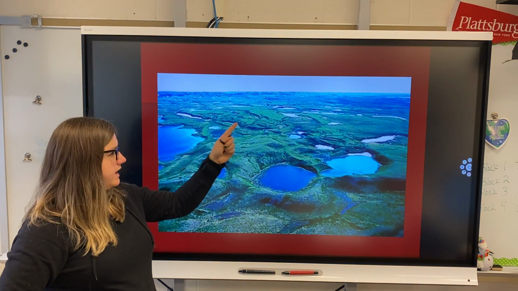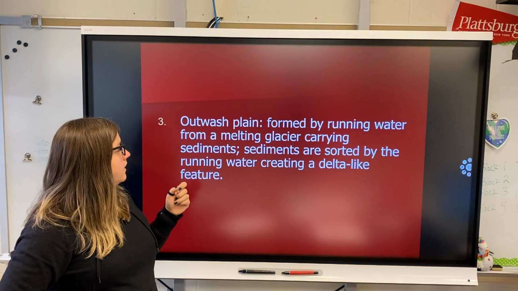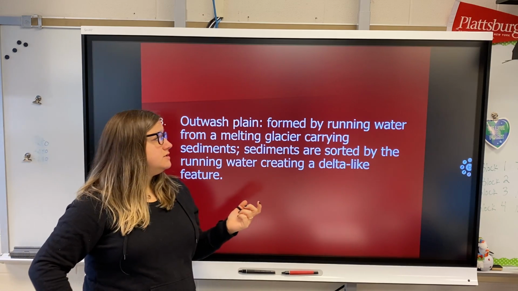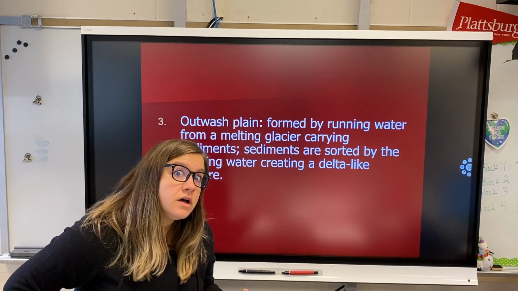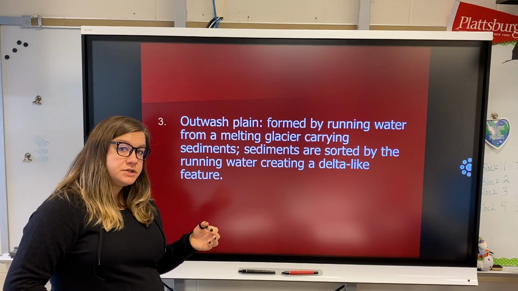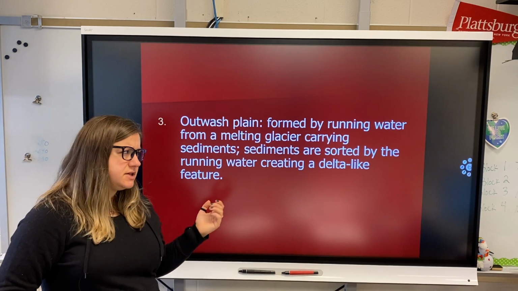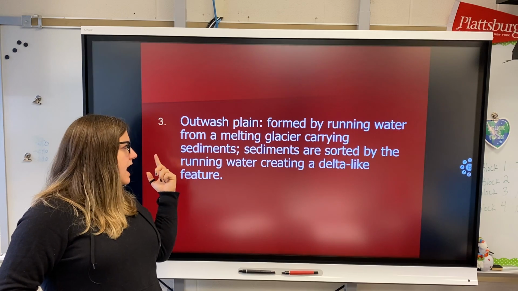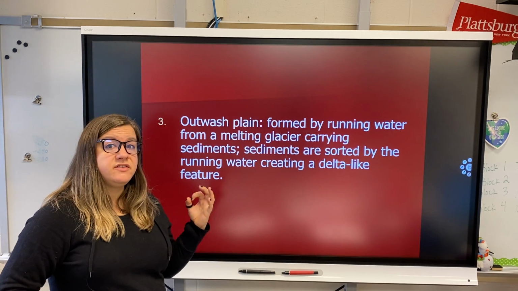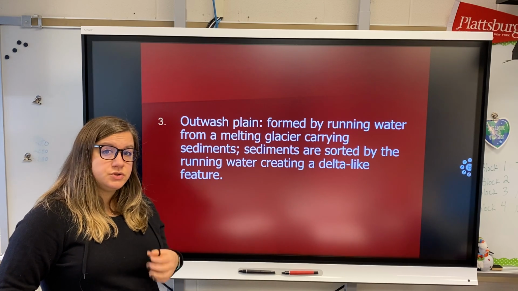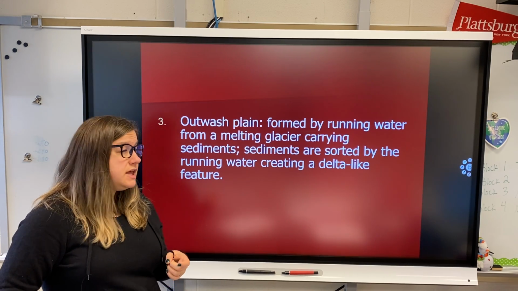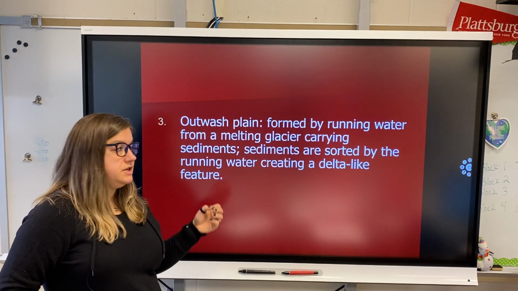These are a whole bunch of different kettle lakes. Outwash plains. So these are formed from the running water. So running water is coming from the glacier. So glaciers are melting, and they sometimes have this running water coming out of it, and it carries sediment. So due to the fact that it's running water, those sediments are going to be sorted and rounded usually, even though it's from a glacier.